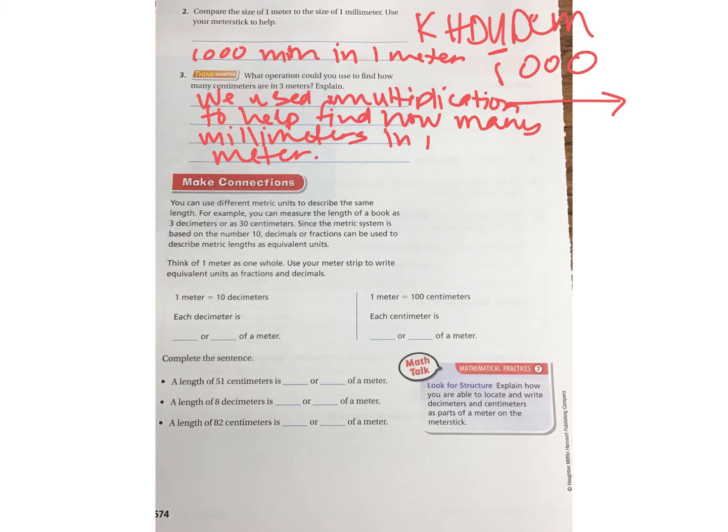All right, awesome. Let's make connections. You can use different metric units to describe the same length. For example, you can measure the length of a book as 3 decimeters or as 30 centimeters. Since the metric system is based on the number 10, decimals or fractions can be used to describe metric length as equivalent units. So think of 1 meter as 1 whole. We're going to think of 1 meter as what? 1 whole. Yeah. Okay, use your meter strip to write equivalent units as fractions and decimals.